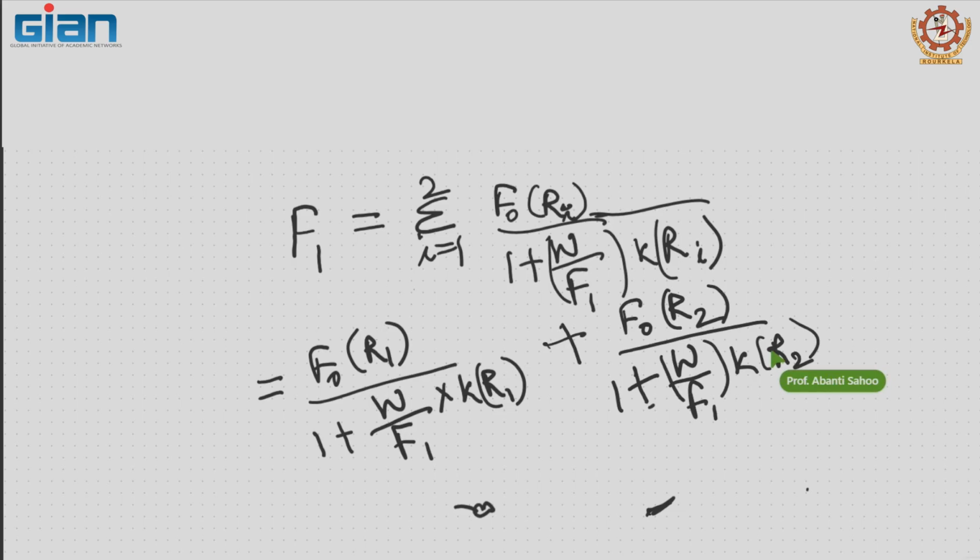K of R1 is for the fines, which the question gives as 0.8, and K of R2 is for the coarse particles. Thus we can substitute now: F0 R1, that is fines, in the feed is 0.9.